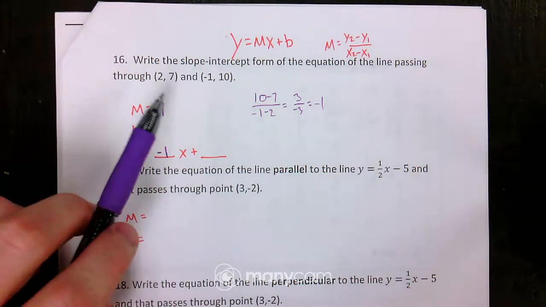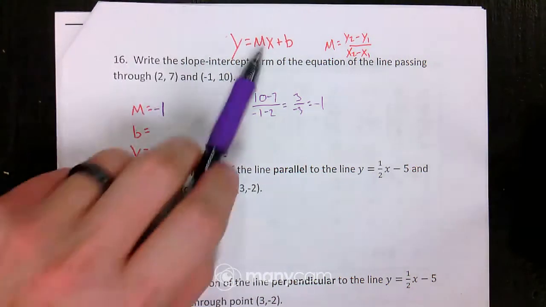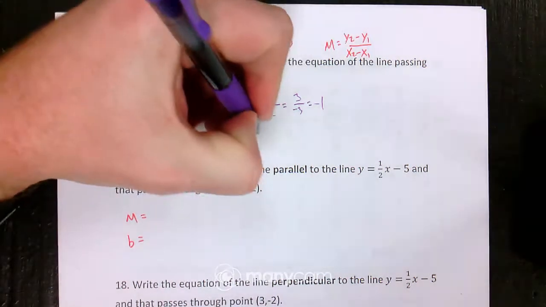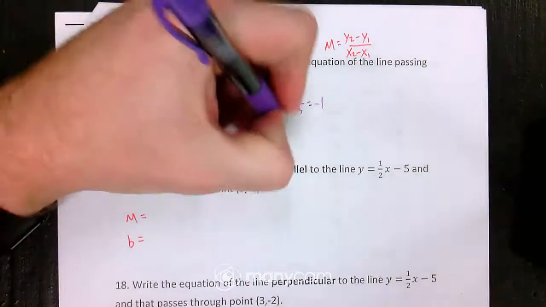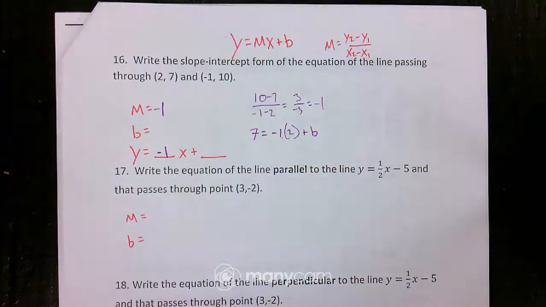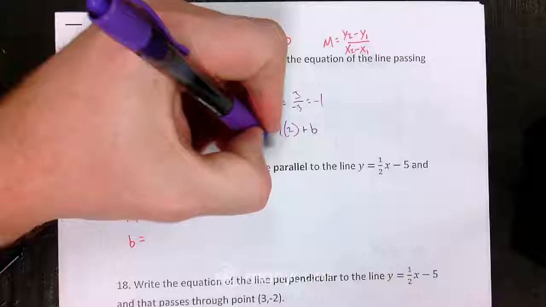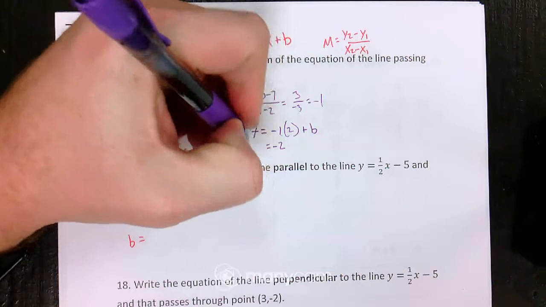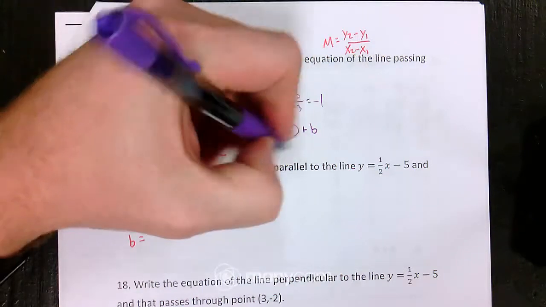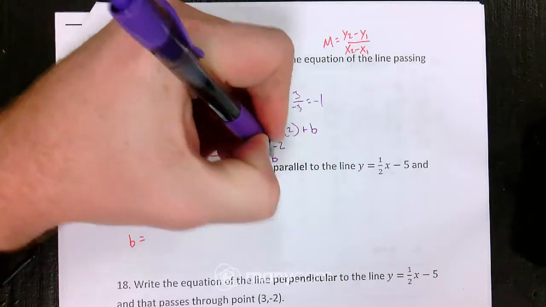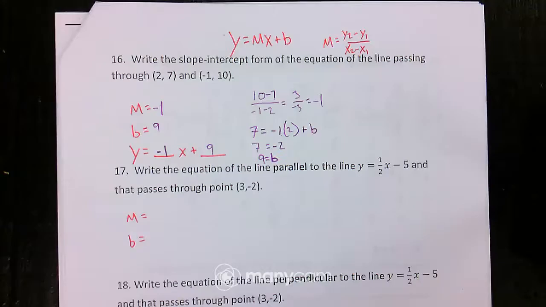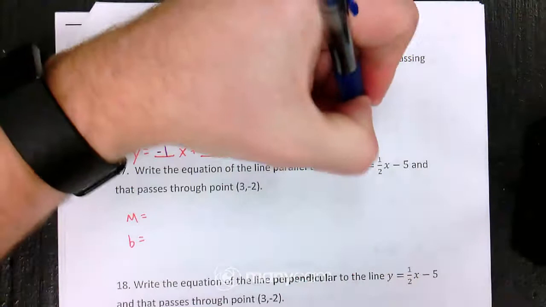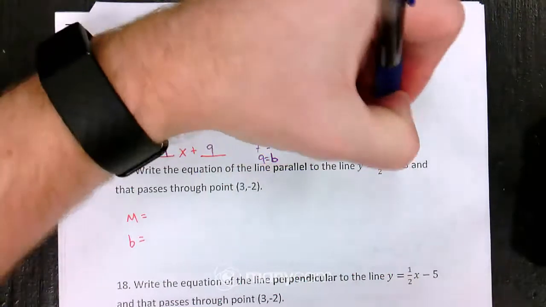I use one of these points and my slope, and I plug them in to here. So let's use 2 and 7. So it's going to be 7 equals mx, so negative 1x, or negative 1 times 2, plus b. So it's negative 2 equals 7, add 2 to both sides, 9 equals b. So b equals 9, and so that's my answer. I'll rewrite it over here. y equals negative 1x plus 9.